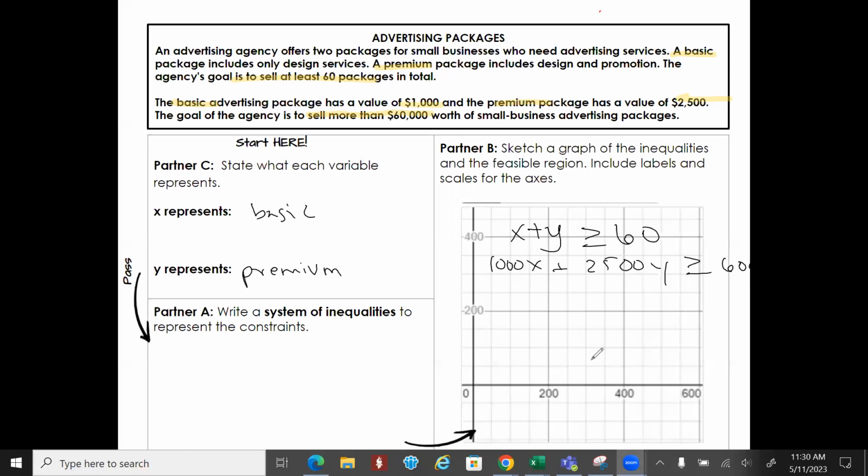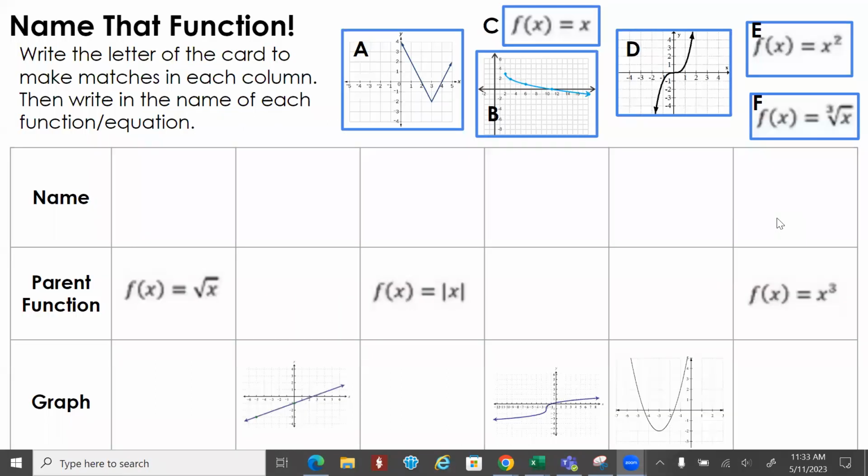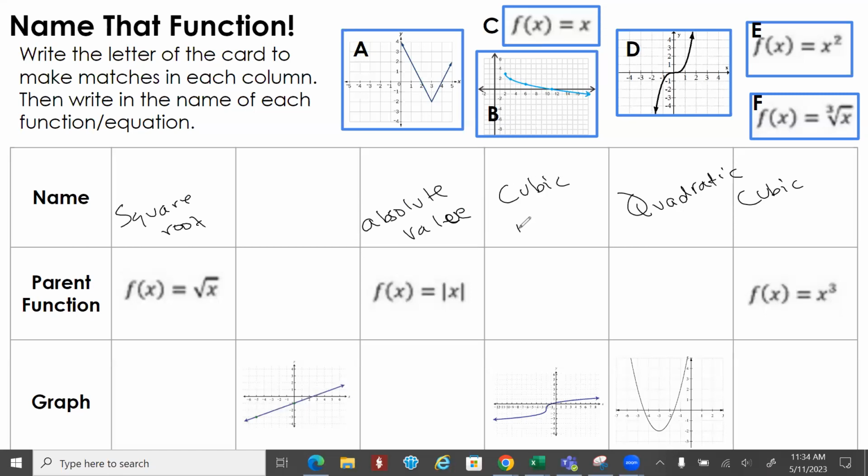Different types of functions that we've got to know. Ready? We've got square root. Probably want to draw this little table out. Yeah, probably should have mentioned that. We've got absolute value, cubic, quadratic, cubic roots, and linear. Okay, so go ahead and take a moment, write this out.